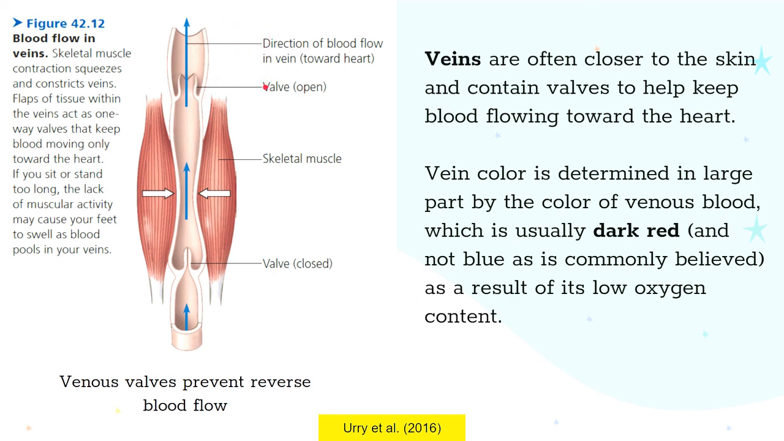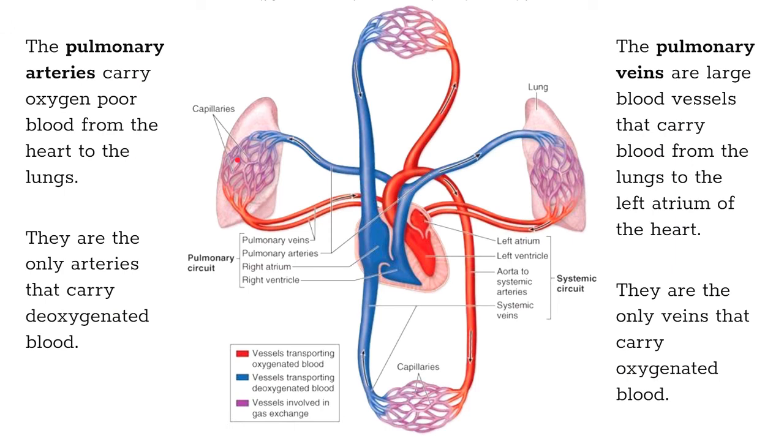The vein color is determined in large part by the color of the venous blood, which is usually dark red. We do not have blue blood. They are usually just colored blue in animations and in books and in illustrations to differentiate them from arteries. The reason why venous blood has a dark red coloration is because it has lower oxygen content compared to arterial blood. Arteries generally carry oxygenated blood, while veins carry deoxygenated blood.